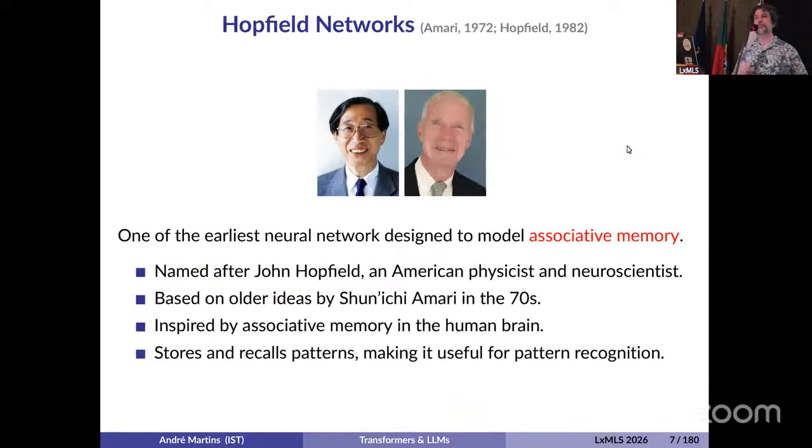And so one class of models, which I would like to use as a teaser before jumping to transformers, one class of models that implements this idea of associative memory is Hopfield networks.